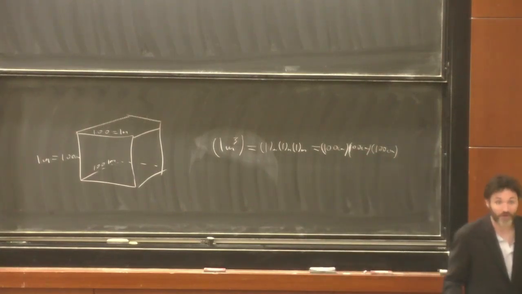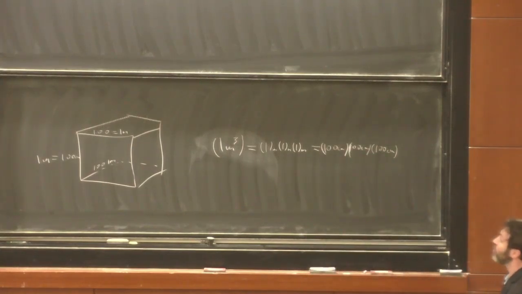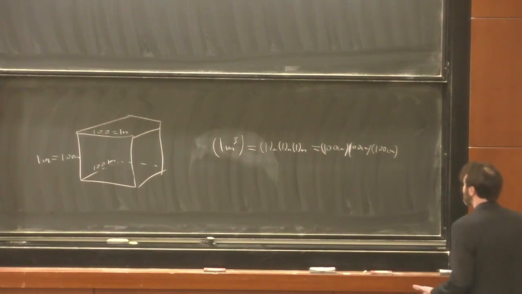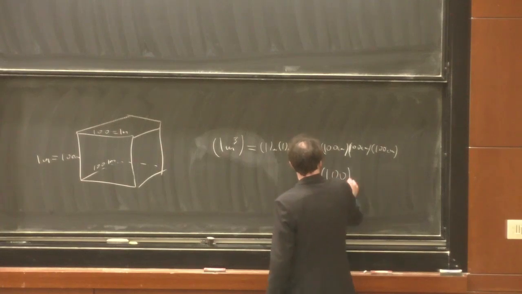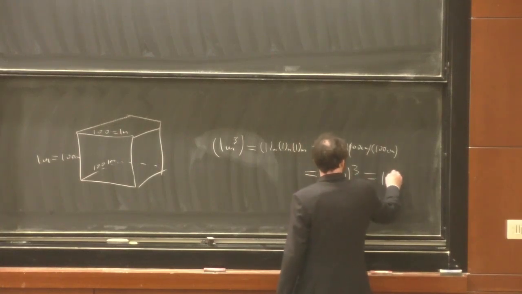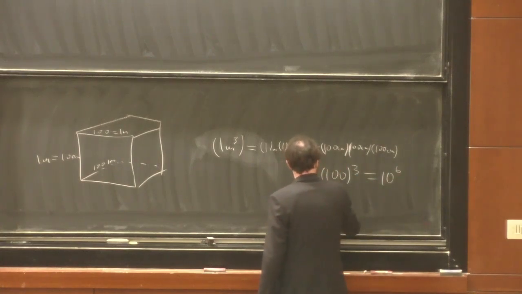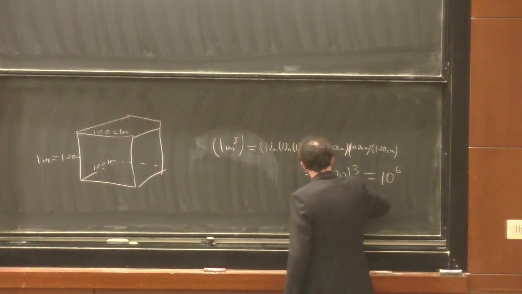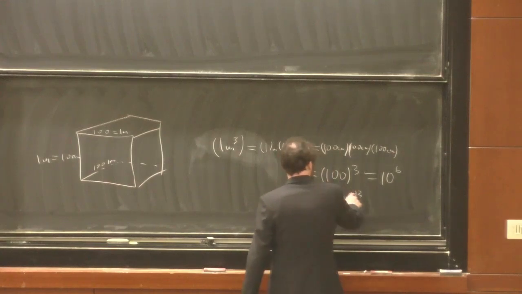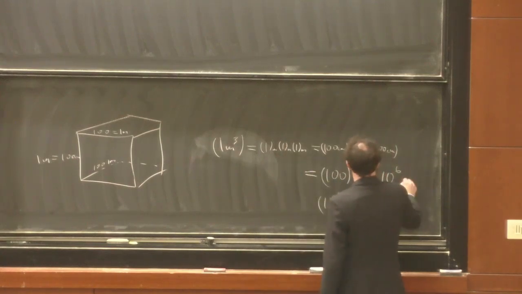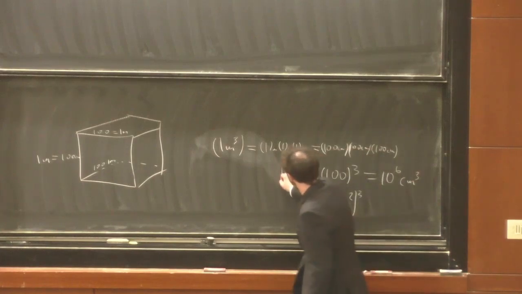huge number for centimeters. So if I give you something in terms of centimeters, it's 10 to the 6th centimeters cubed, because it's 100 times 100 times 100. 100 cubed is 10 to the 6th, because it's 10 to the second, that's 100, and then cubed, these exponents multiply, so we have 10 to the 6th centimeters cubed for 1 meter cubed.